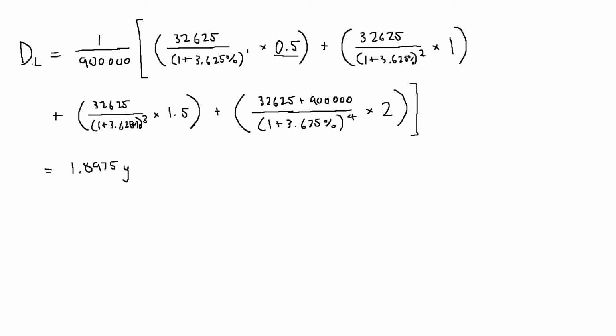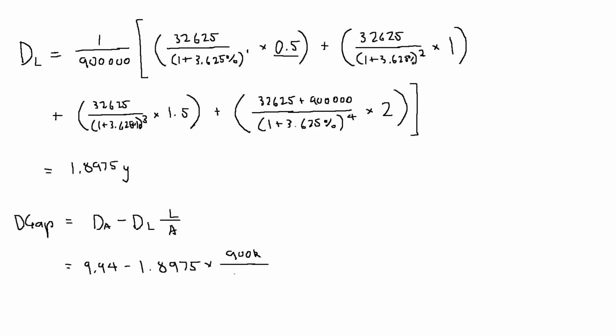So now that we've found the duration of the liabilities finally, the question wanted the duration gap. So let's quickly do this. Duration gap is simply just duration of assets minus duration of liabilities times L over A. And we've got our duration of assets already, which is 9.94. We've also got the duration of the liabilities now, 1.8975, times, we know the total value of liabilities is 900,000. I'm just going to write 900k. And our total asset value is 1 million.